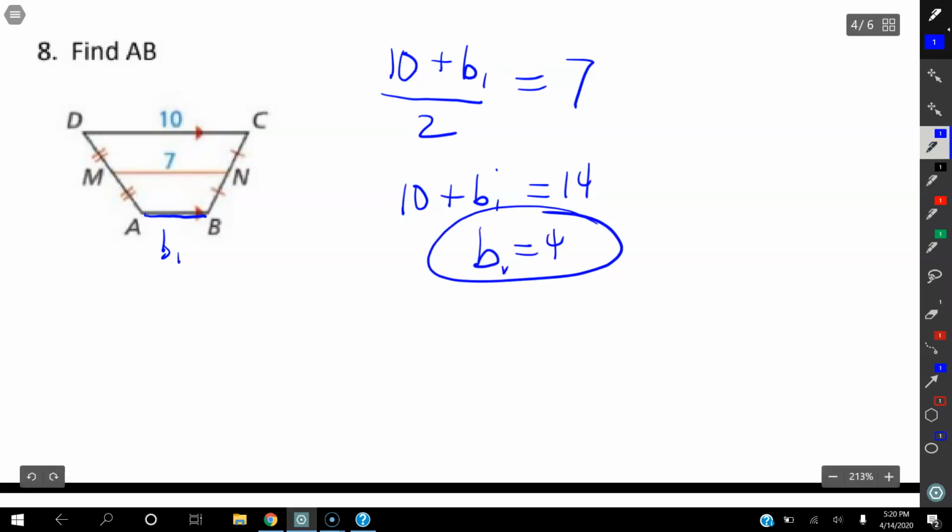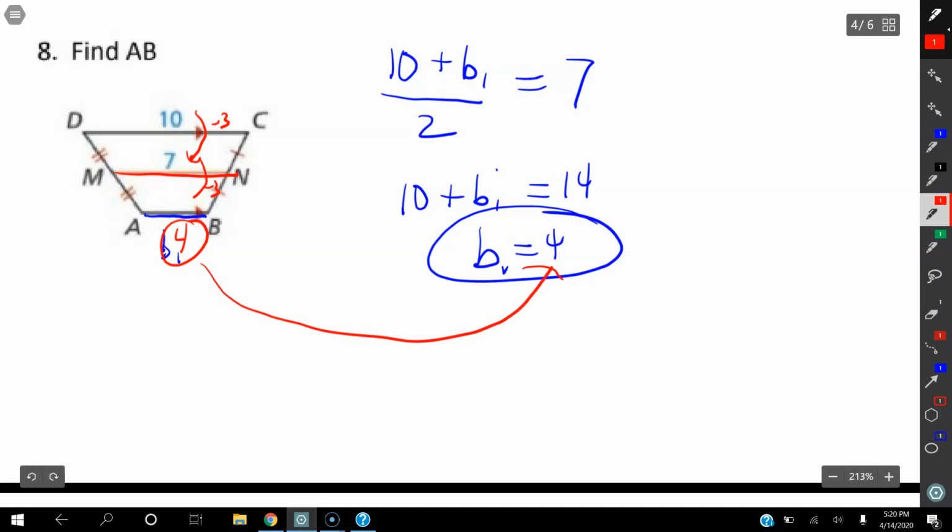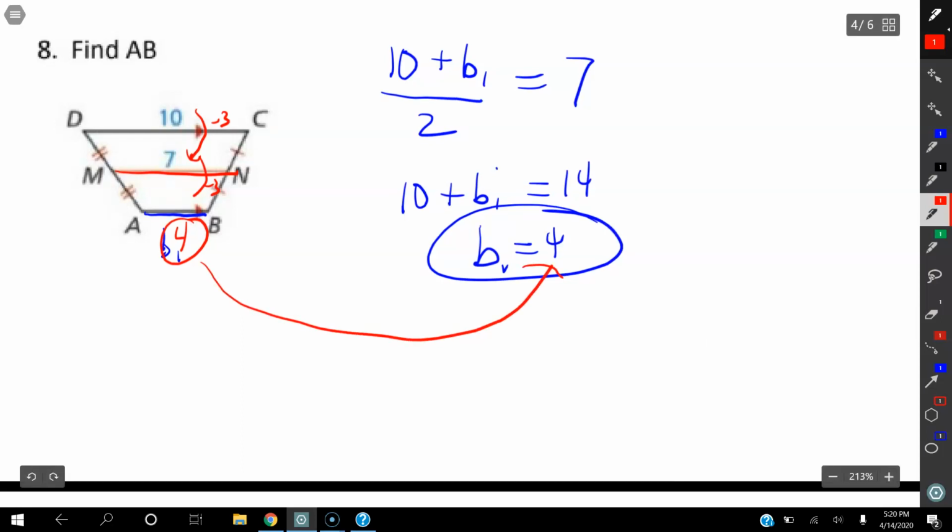Or I could just kind of look at this thing and say, hey, wait a minute. If I go from 10 down to 7, that means I took away 3. So if I take away 3 again, I'm going to end up with 4. And that's going to put 7 as a middle number. And it's also the same answer as I got here. So either way, I think you're okay.